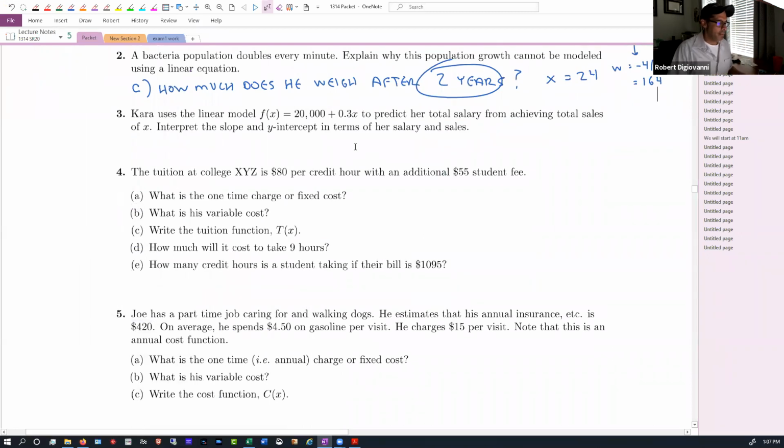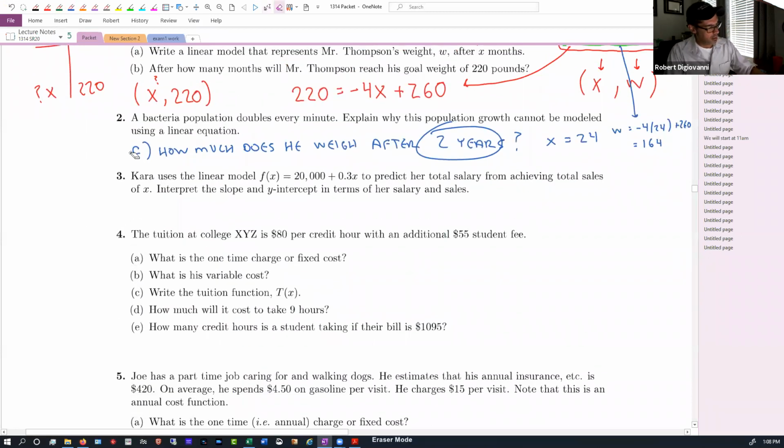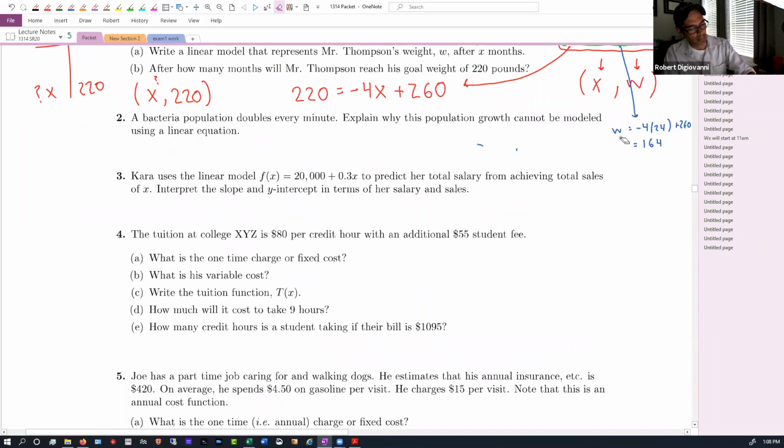Okay, let's not worry about number 2. Let's look at number 3. Kara uses a linear model, f of x equals 20,000 plus 0.3x. So that's kind of like the model that I have for my weight. We're given that information. She does that to predict her total salary from achieving a total sales of x. Interpret the slope and y-intercept in terms of her salary and sales.